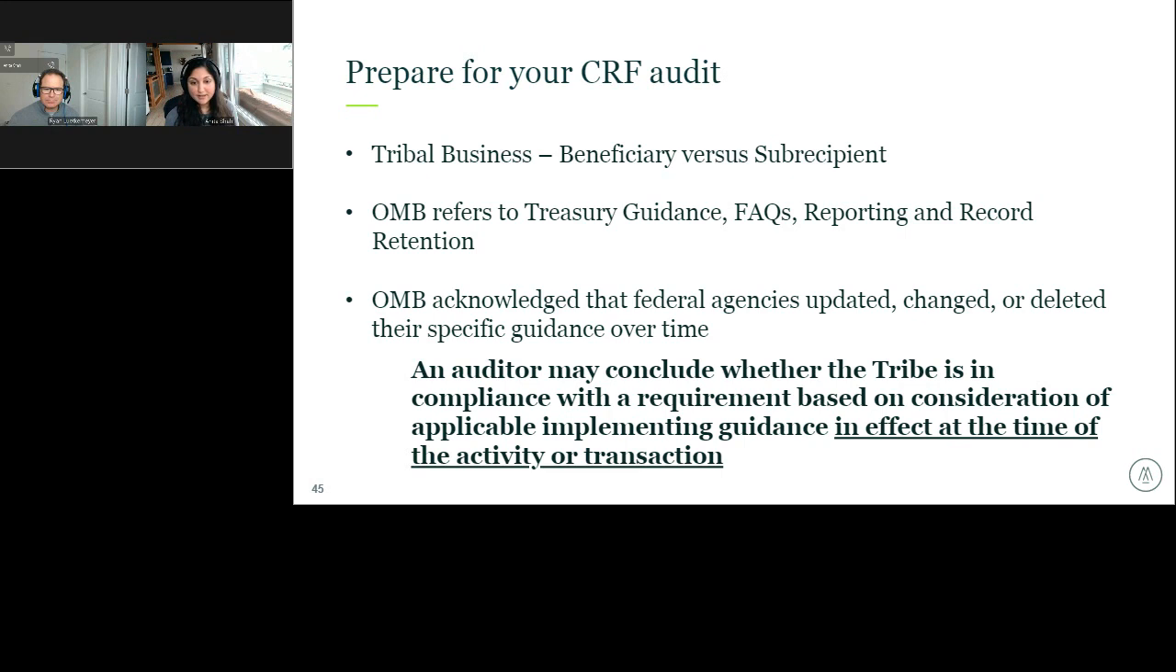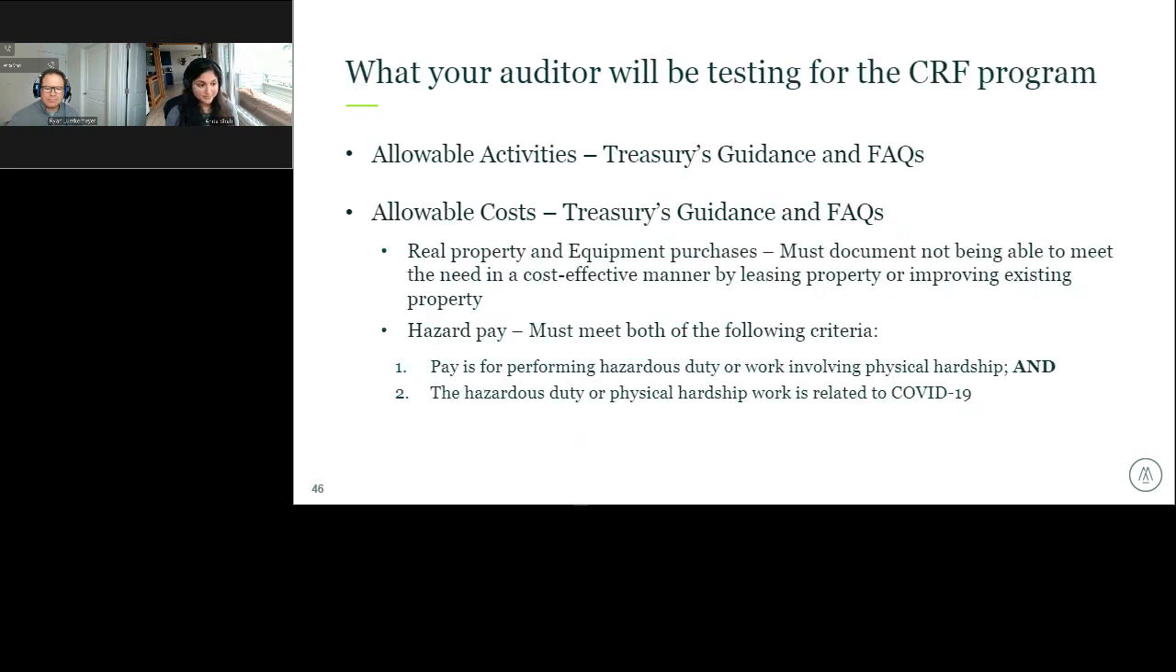All right, now focusing on what OMB wants auditors to test. Here is the list of requirements, starting with allowable activities and allowable costs. For both of those compliance requirements, OMB has pointed auditors to just the Treasury guidelines and FAQs, so no new requirements there. We also heard some good news just a few days ago that Treasury does not expect to issue any more FAQs or changes to guidelines on the CRF program. I think they may answer questions individually if tribes send an email to them, but they're not planning to update their FAQs. So that's a big relief for all of us.